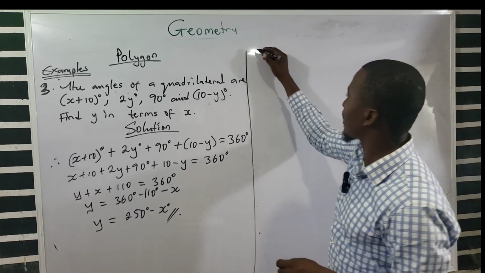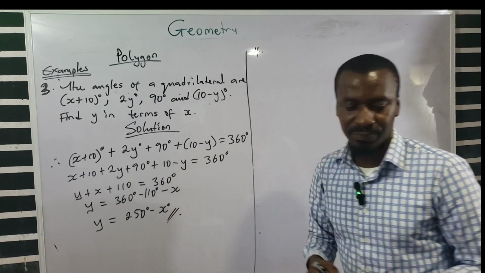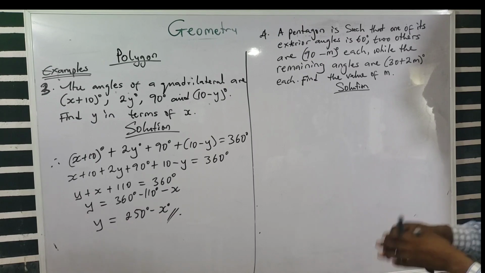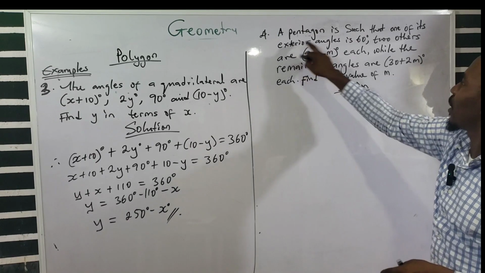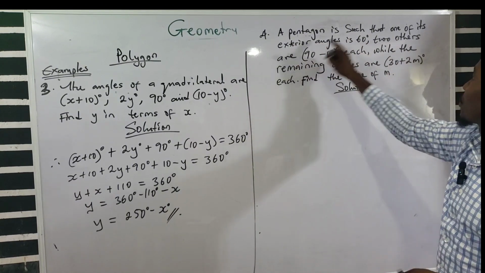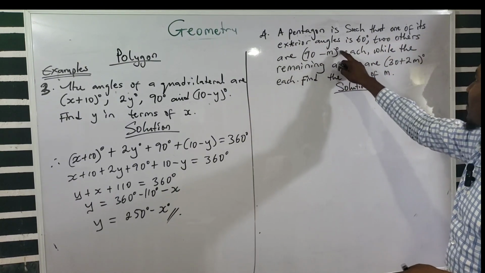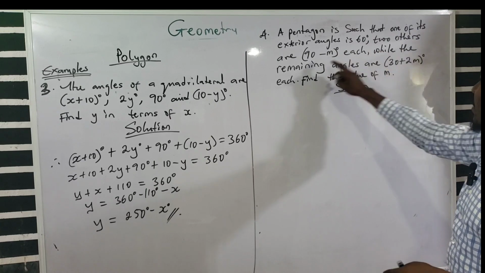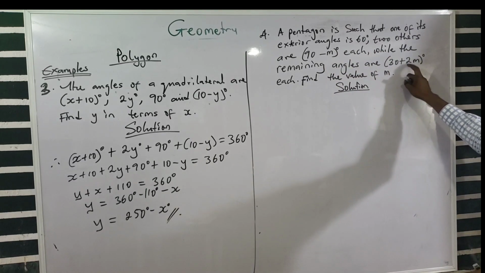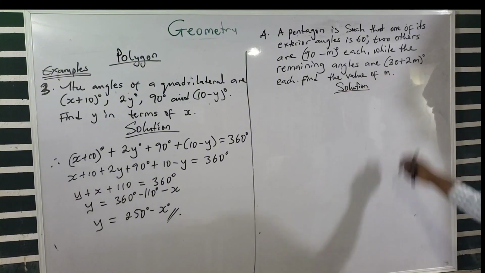So let's quickly look at question number 4. The fourth question is saying that a pentagon is such that one of its exterior angles is 60 degrees. Two others are 90 minus m degrees each, while the remaining angles are 30 plus 2m each. Find the value of m.